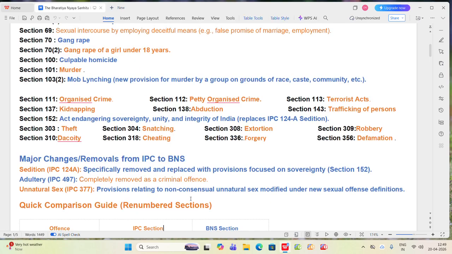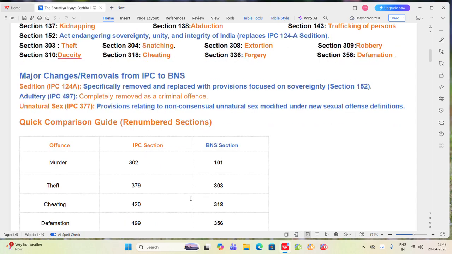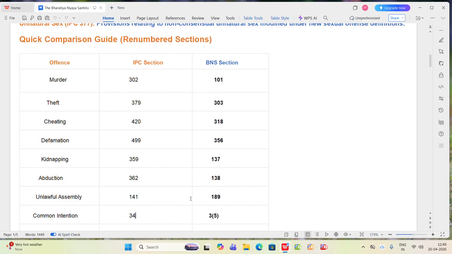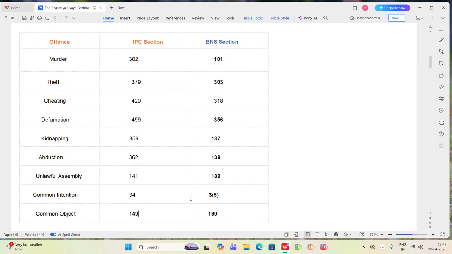During your exam period, now for quick revision, I have prepared a table. Offence, IPC section and now BNS. Murder is now under 101. Theft under 303. Cheating under 318. Defamation 356. Kidnapping 137. Abduction 138. Unlawful assembly 189. Common intention 3(5). Common object 190. So these sections have been modified in BNS, and now BNS is applicable, so we have to follow the BNS sections only.